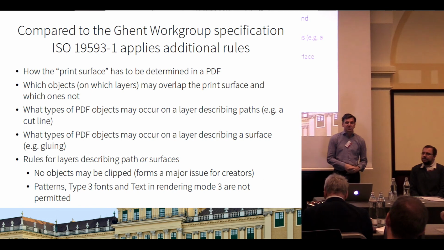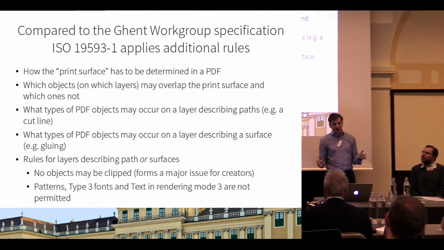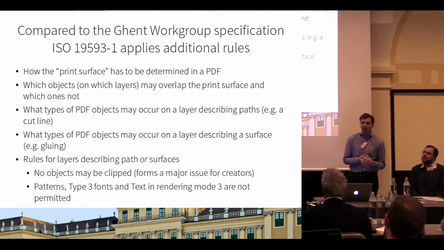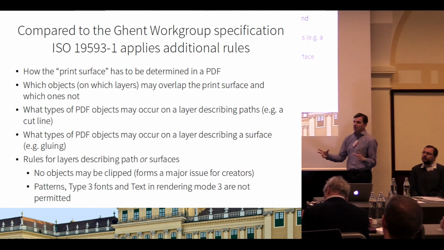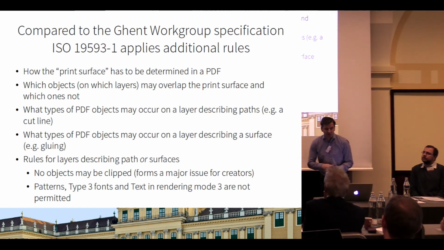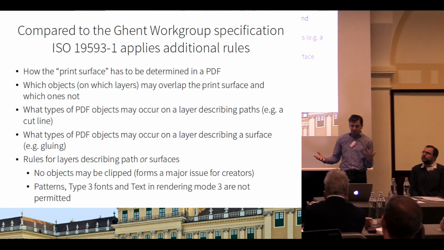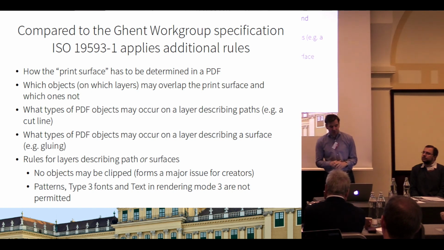And then there are provisions on which objects may occur on or may overlap with this print surface. For instance, a cut contour definitely may overlap with the print surface, and the white contour, of course, as well. But a legend may not. A legend must not overlap with the print surface.